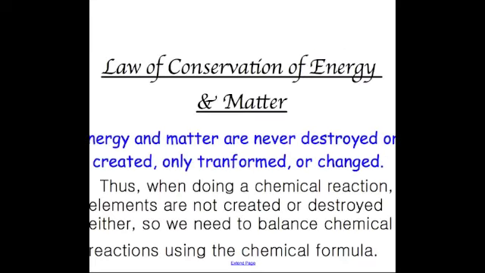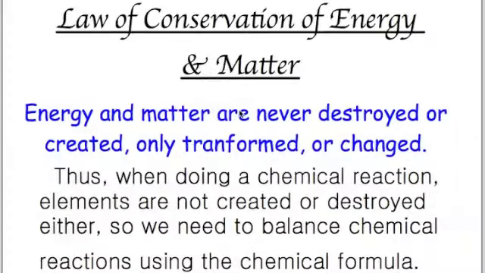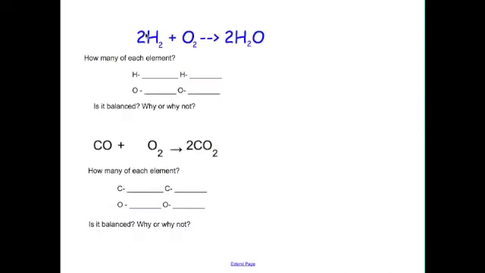I want to talk about conservation of energy, mass, and matter, which means nothing is ever destroyed or created, only transformed or changed. So if I have a reaction, what goes in must come out. By the law of conservation of mass, what I have on the reactant side should be equal to what is on the product side. That includes the same amount of hydrogens and the same amount of oxygens on both sides.